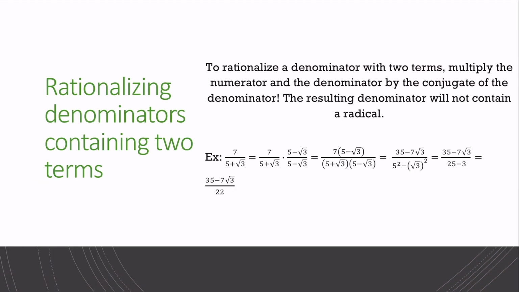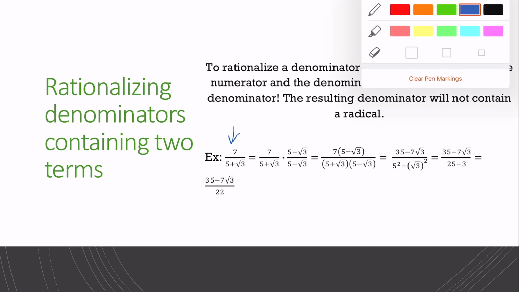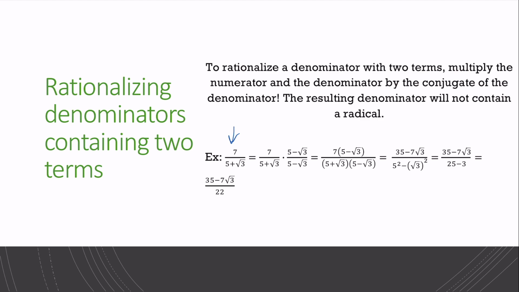Here is a very detailed worked out example, so you have it to go back to as a reference. So let's say we took this fraction. I've got 7 over 5 plus root 3. We have to multiply by the conjugate of 5 plus root 3, which is 5 minus root 3.